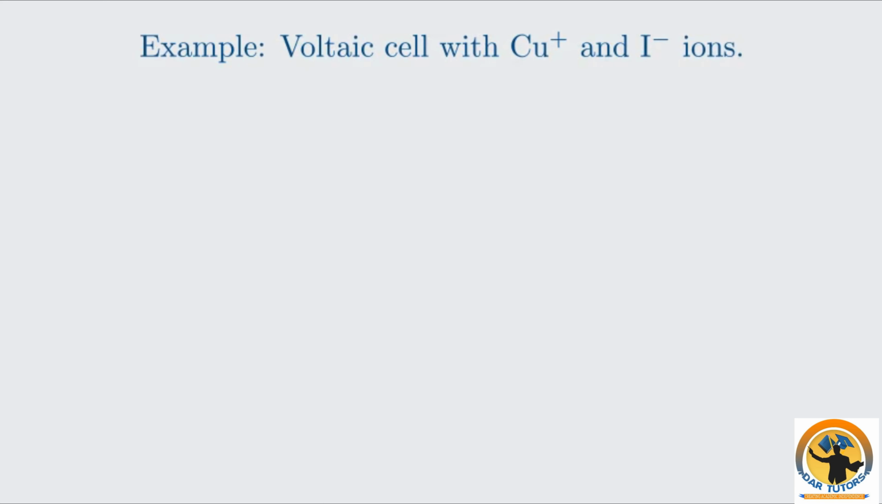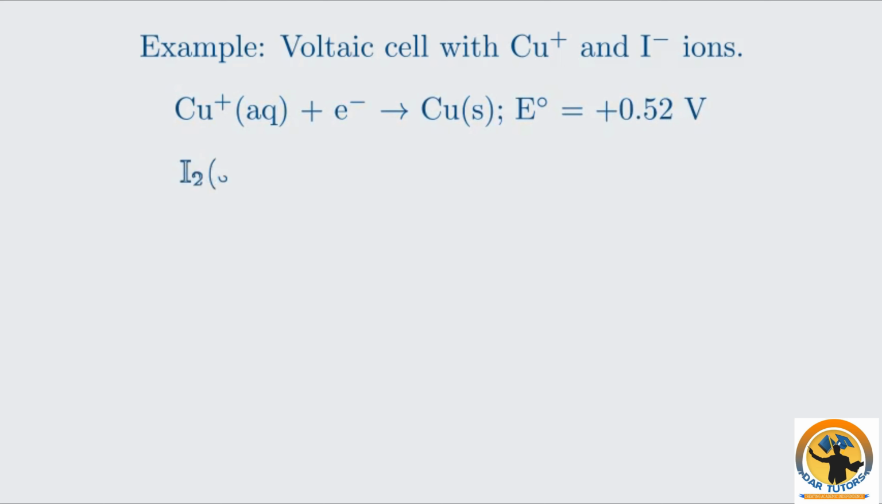Let's work through an example that combines these concepts: electrochemistry and equilibrium constants. Consider a voltaic cell based on the reaction between copper(I) ions and iodide ions. First, we need the standard reduction potentials for the relevant half reactions. The reduction of copper(I) to copper metal has a standard potential of 0.52 volts, and the reduction of iodine to iodide ions has a standard potential of 0.54 volts.